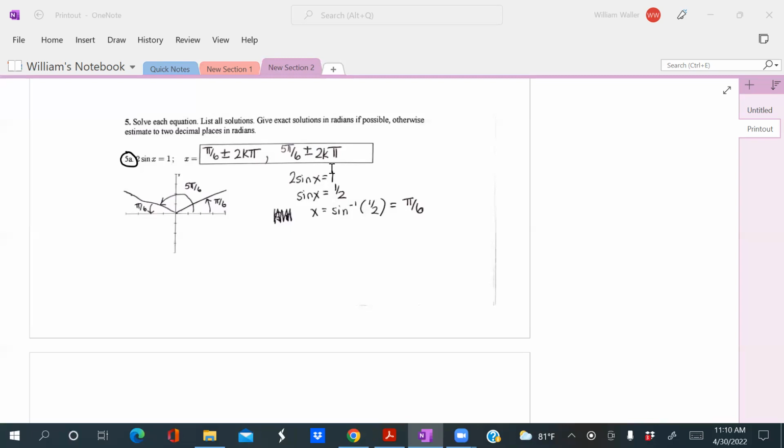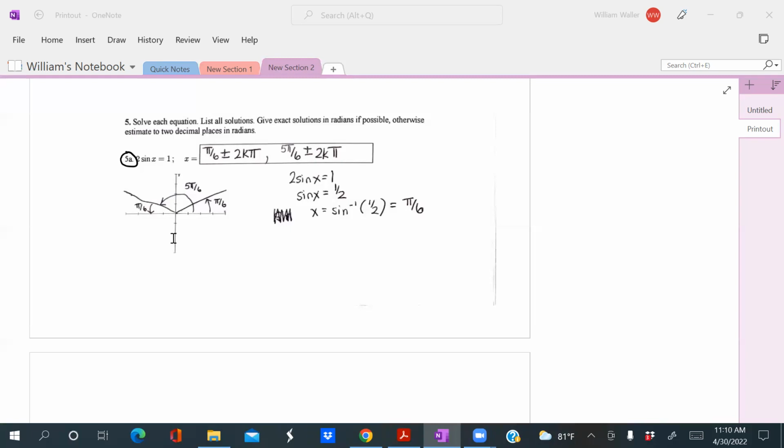And then again, we just add on or subtract off multiples of 2 pi, because the sine function is periodic. It repeats with a period of 2 pi. So all of these infinitely many numbers are solutions to this equation.